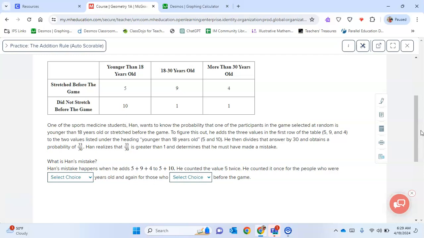To figure this out, he adds three values in the first row, 5, 9, and 4, to the values listed under the heading younger than 18, 5, and 10. He then divides the answer by 30 and obtains the probability of 33 over 30. He realizes that 33 divided by 30 is greater than 1 and determines that he must have made a mistake. What is Han's mistake? Han's mistake happens when he adds 5 plus 9 plus 4 plus 5 plus 10. He counted the value 5 twice. He counted it once for the people who were younger than 18 and again for those who stretched before the game.